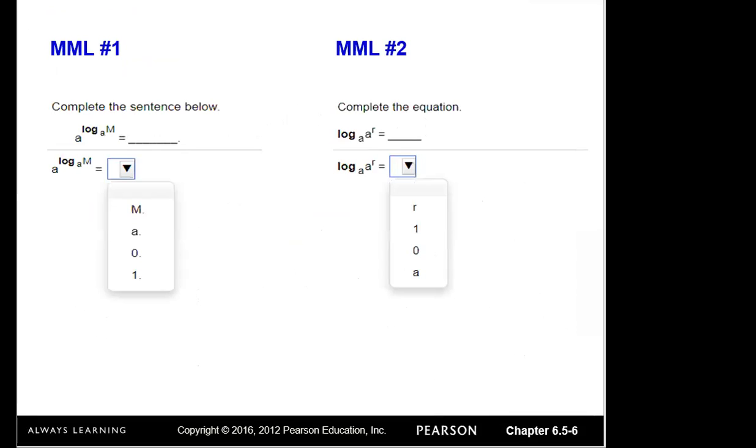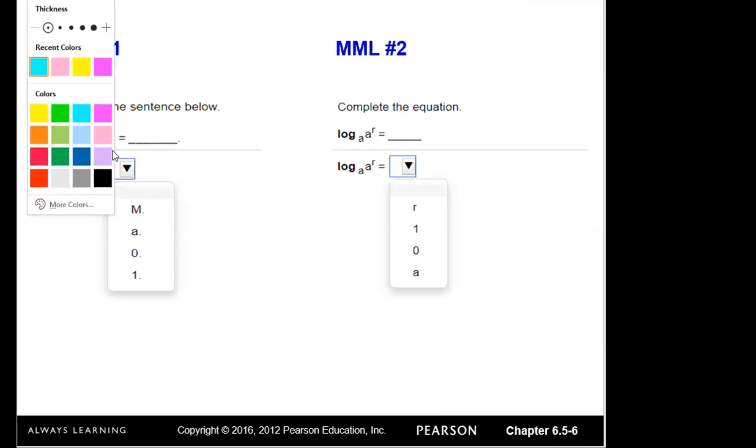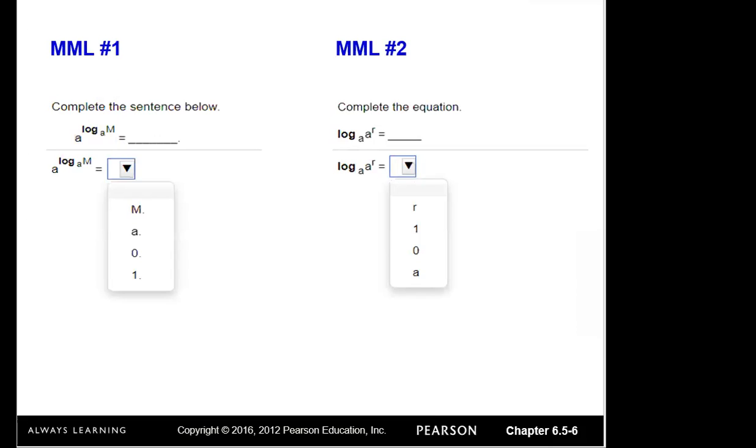So when you get to my math lab, I think there's only the first four questions. So I just did number 1 and 2. There are drop down boxes. It says complete the sentence below. If A raised to the log base A of M, what's that gonna simplify to be? Well, just keep in mind that this A here and that A there are the same. So those cancel each other out and you're just left with M. So M is what I'd pick.